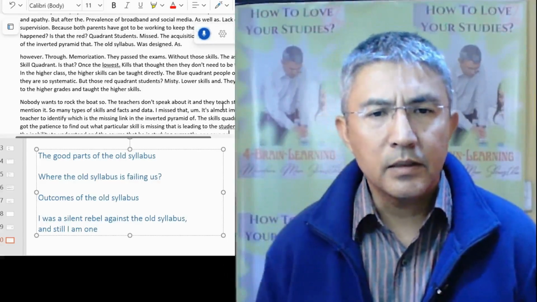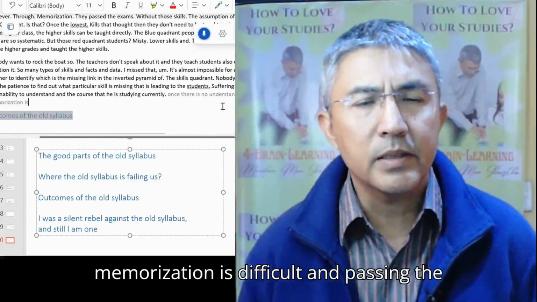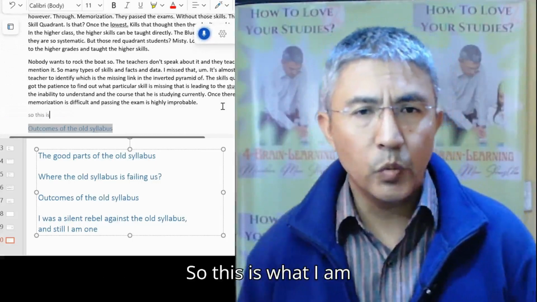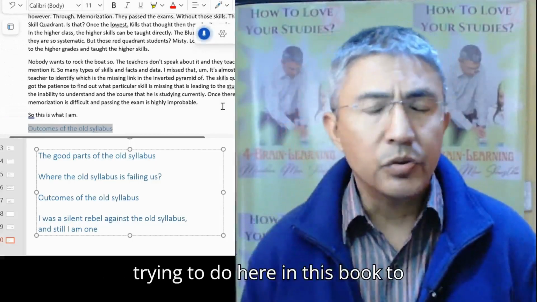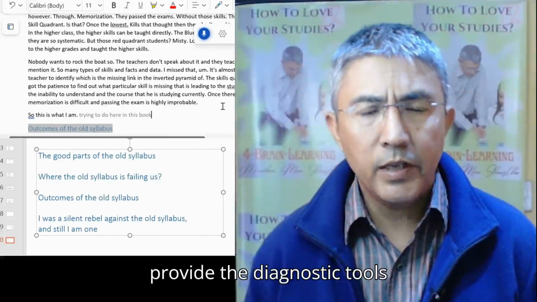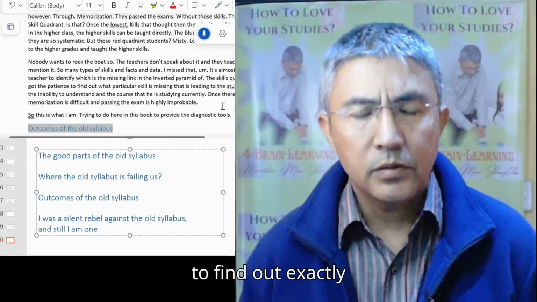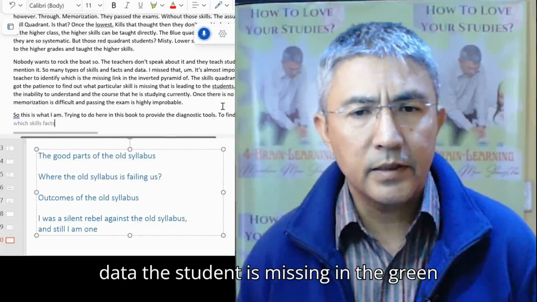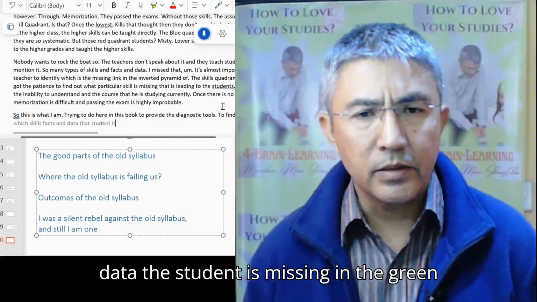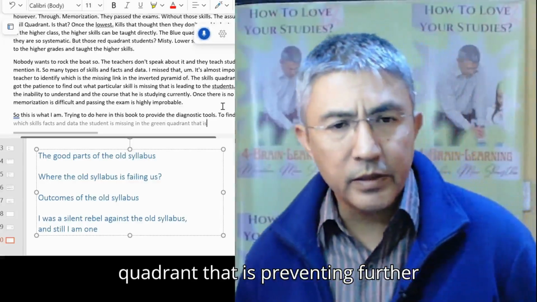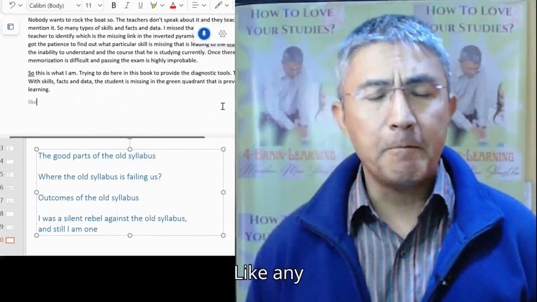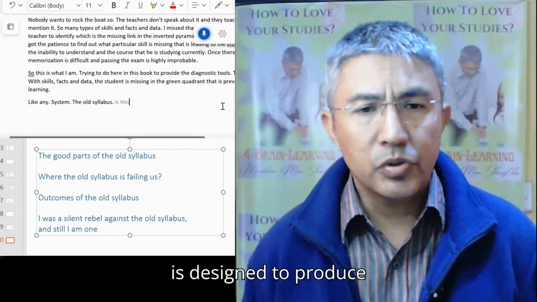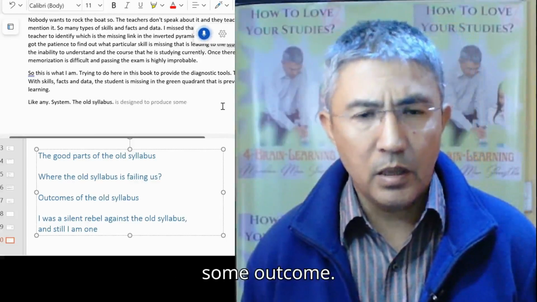Once there is no understanding, memorization is difficult and passing the exam is highly improbable. So this is what I am trying to do here in this book, to provide the diagnostic tools to find out exactly which skills, facts, and data the student is missing in the blue quadrant that is preventing further learning. Like any system, the old syllabus is designed to produce some outcome.